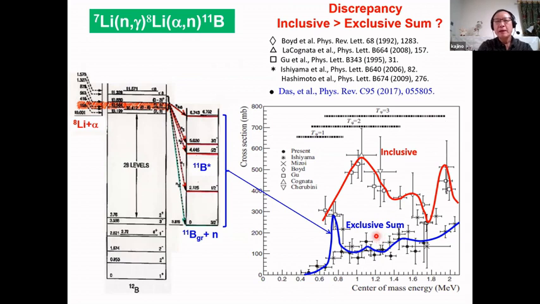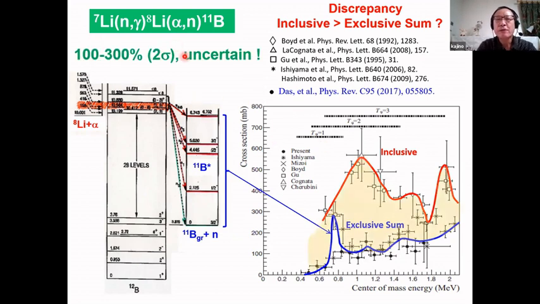And boron-11 has many bound states, which finally decay back to the ground state. Therefore, inclusive should include everything, and exclusive should separate all these. But the total sum of exclusive cross-sections is, as you see, surprisingly smaller than the inclusive. Of course, the error bar is very large, but this could be measured again independently to settle the uncertainty. At the moment, uncertainty is at most 300%.